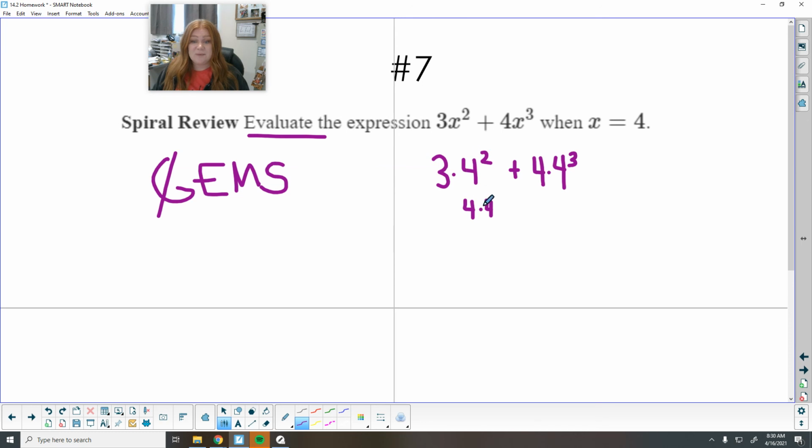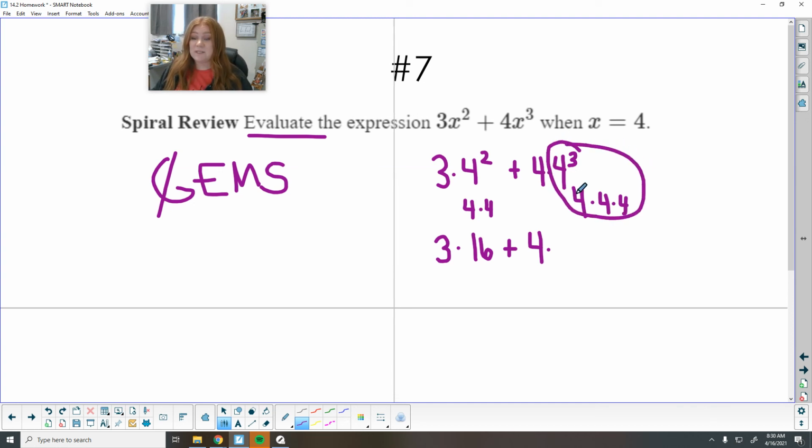So 4 times 4 is 16. And we're going to multiply that by 3. And then we're adding on 4 times, here's our other one, 4 times 4 times 4. 4 cubed is 4 times 4 times 4. Write them out. It's not 4 times 3. So 4 times 4 is 16. So now we need to do 16 times 4. I'll let you do that. So put that here.